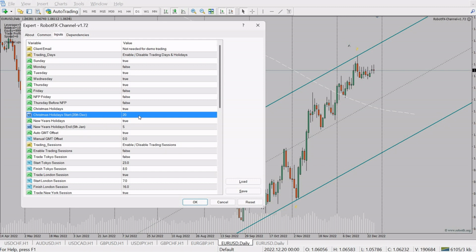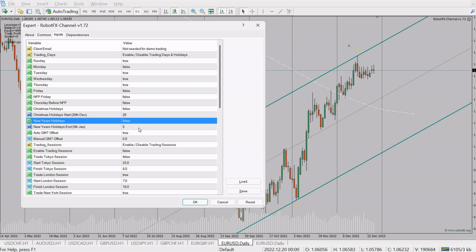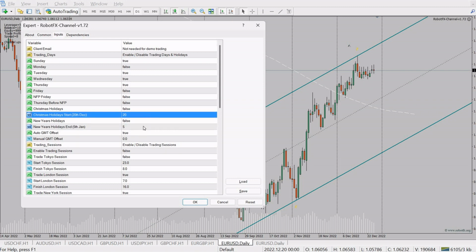And Christmas start, set by default to 20, means that if we disable trading, from the 20th of December until the end of the year, the Expert Advisor will not open any trade, and it can be extended by disabling trading for the New Year holidays. New Year holidays end by default on the 5th of January. It means that from the beginning of the year the Expert Advisor will not trade until the 5th of January. So basically it means from the 20th of December until the 5th of January, the Expert Advisor will not place trades. Again, maybe because you don't want to trade during low volatility times. You can disable trading during the winter holidays.